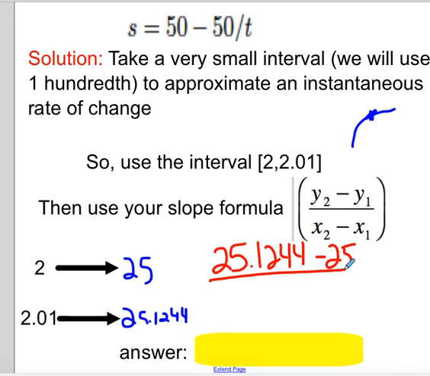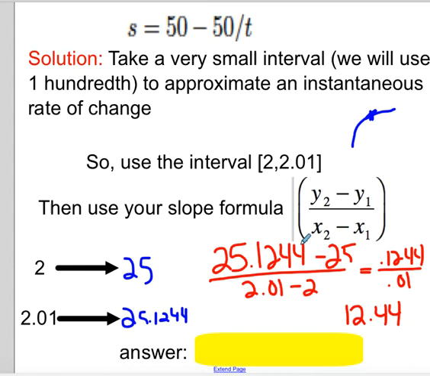So since I started at 25.1244, I'm going to start with 2.01 minus 2. And I will get 0.1244 over 0.01. And dividing by 0.01 is the same thing as multiplying by 100. So I will actually get an answer of 12.44. So you can kind of see why I kept 4 decimals.